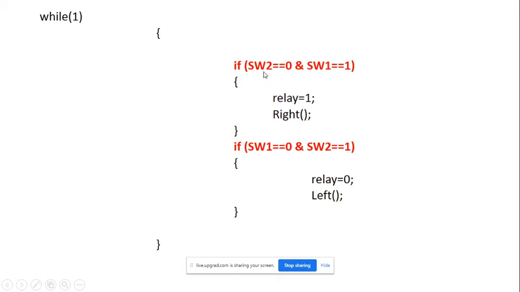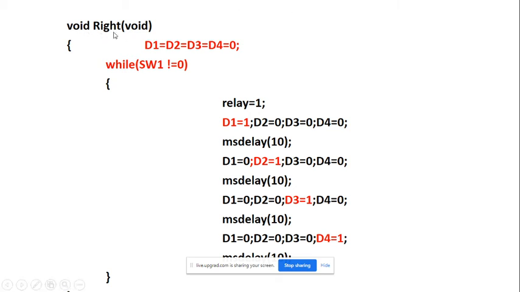First, if switch 2 is pressed, it means it is 0. When switch 2 is pressed and switch 1 is open, which function are you calling? Relay 1 and the right function. Whereas if switch 1 is pressed and switch 2 is open, which function are you calling? Relay off, which means buzzer off, and the left function. In this fashion, as per which button gets pressed, you call the respective function from the main function. Now first we will discuss the right function.